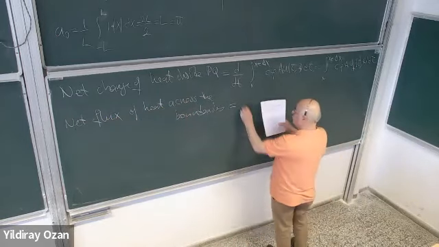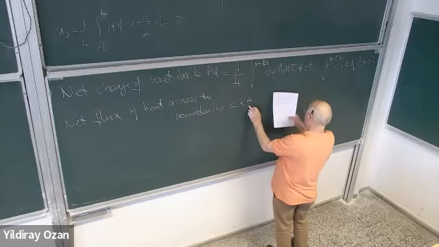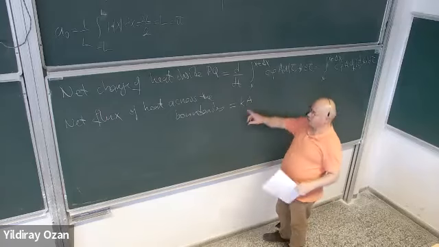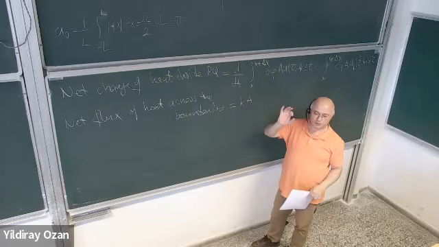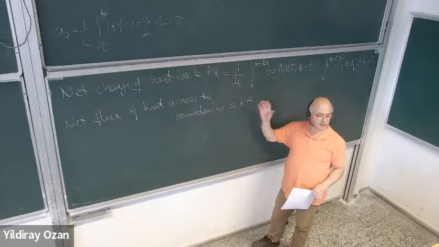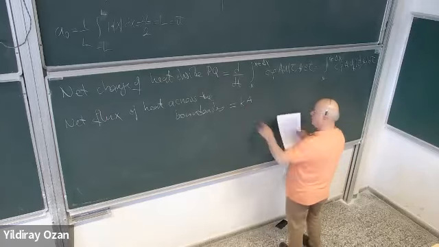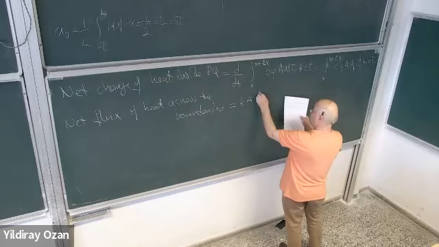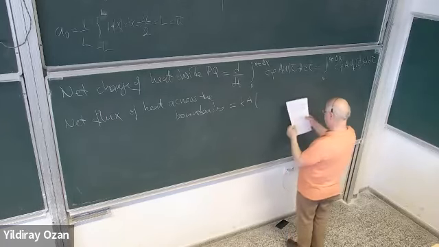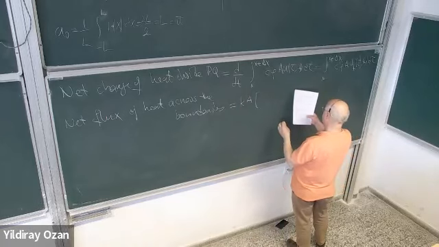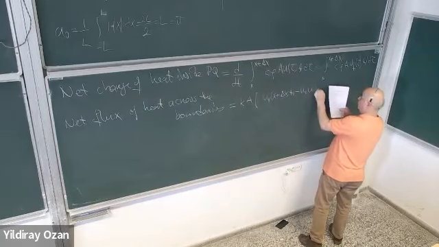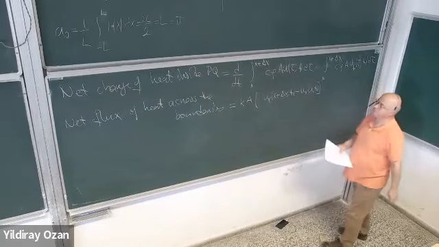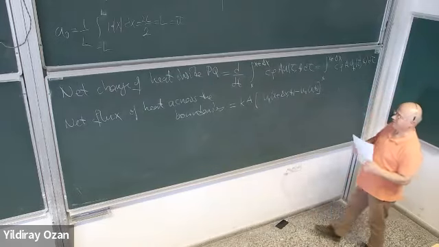Okay. Net flux of heat across the boundaries. This will be K times A. This is the conductivity constant times the surface area. So from each square unit, how much heat can go out? Okay. Times, of course, you will ask why there is u_x here. Of course.